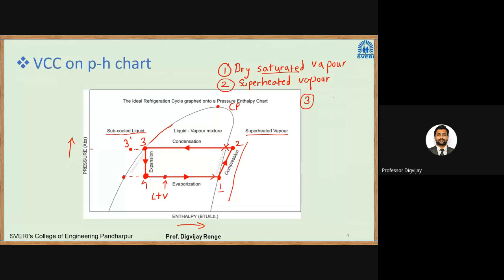Meanwhile, I'll write the answers here. So point 3 will be saturated liquid. 3 dash will be subcooled liquid. Okay, now my question is, what will be the condition at point 4? Watch the diagram closely. The answer is there on the screen.